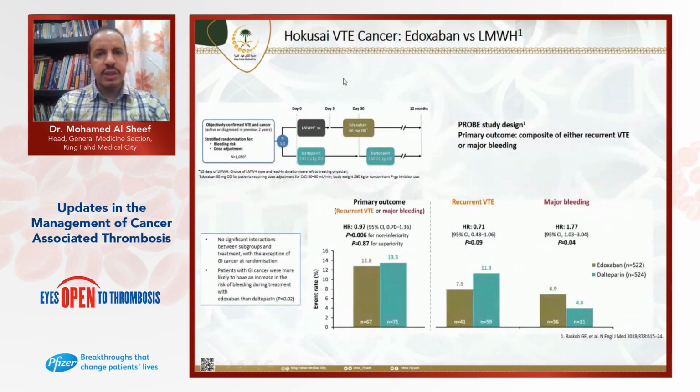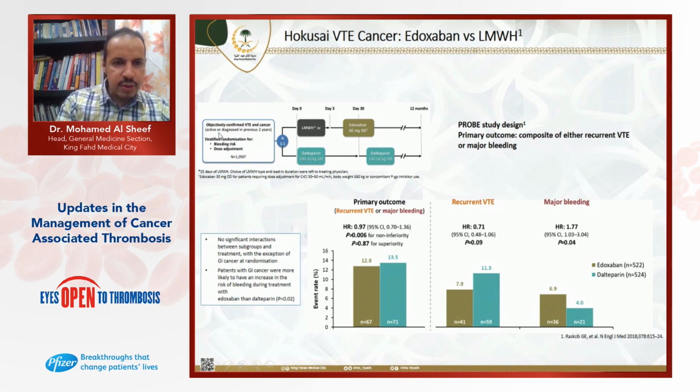So, talking about Hokusai VTE Cancer, edoxaban versus low-molecular-weight heparin. We know edoxaban is a direct 10A inhibitor. This was published in the New England Journal of Medicine in about 2015. This is the first study that showed DOAC is non-inferior to low-molecular-weight heparin in the treatment of cancer-associated thrombosis. The design is a PROBE design: a prospective, open-label study with blinded endpoint adjudication. It is open label, but the adjudication committee is blinded. The primary outcome is a composite of either recurrent VTE or major bleeding.